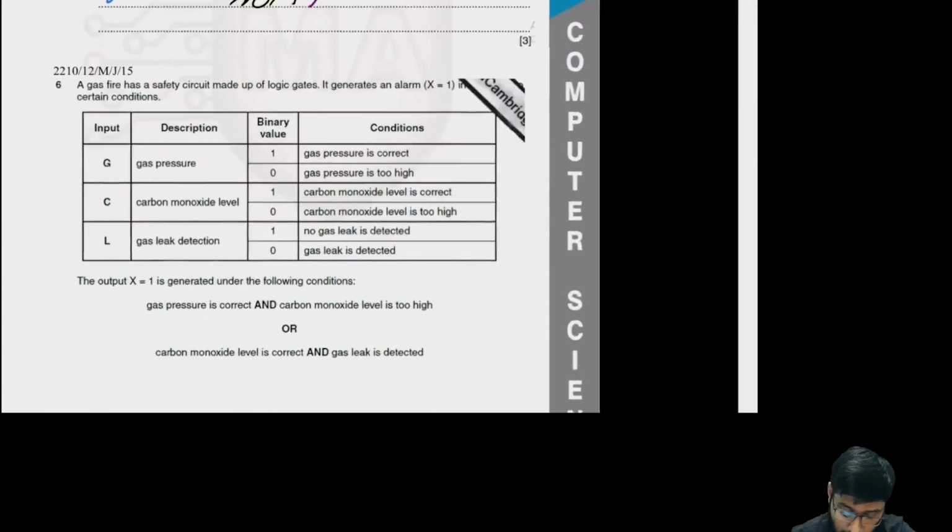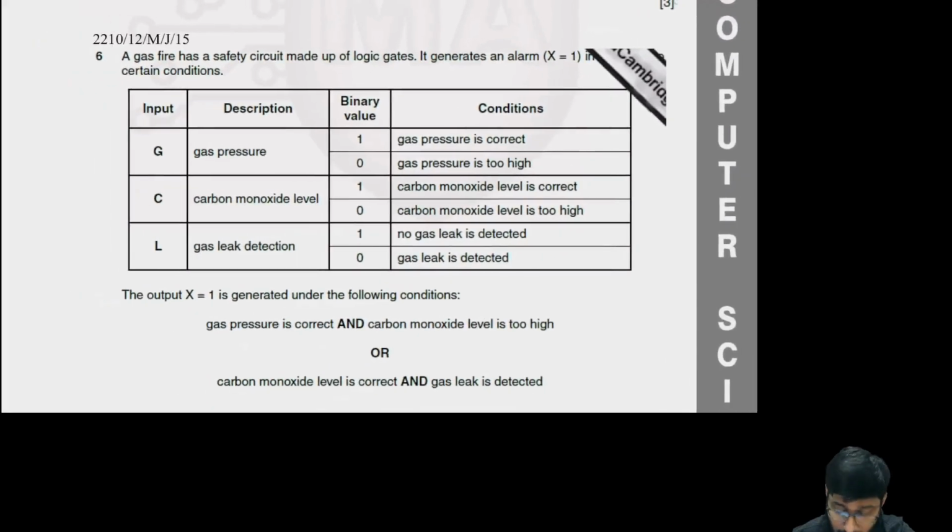Okay, now we have one more question. So we did 3 types of questions right now. The first question was regarding the truth table. The other question was that you were asked to draw the circuit against a statement. The third question was that you were given the circuit and you needed to write the logic statement out of it. Now for the fourth question, you are given a statement once again and you need to draw the circuit, but this time the statement is given in a scenario-based format. So they say, a gas fire has a safety circuit made up of logic gates.